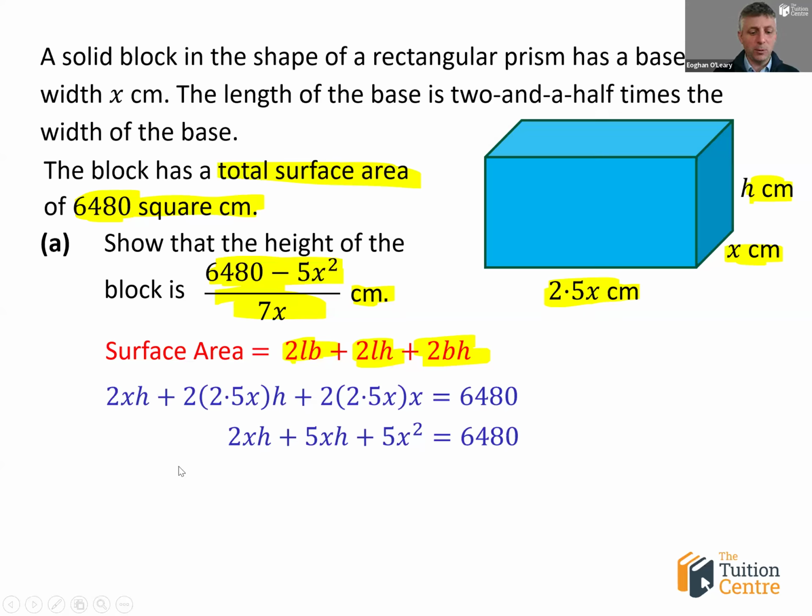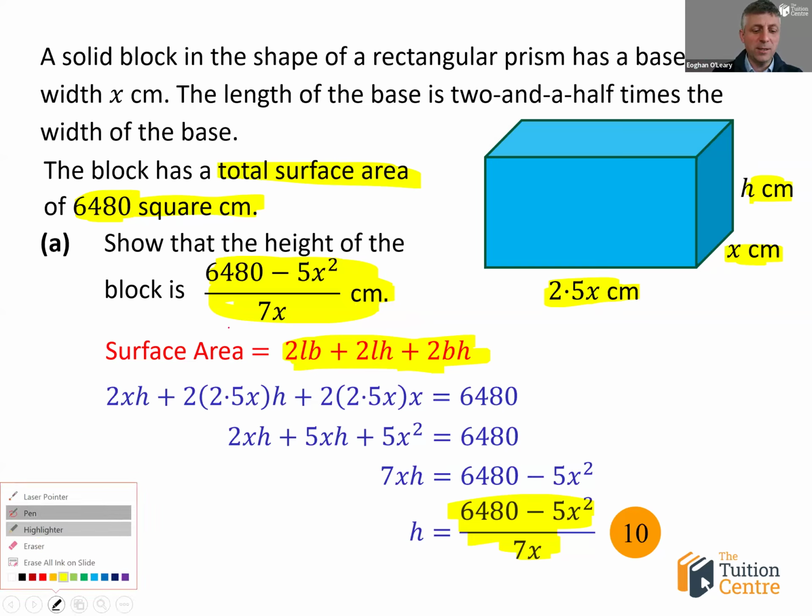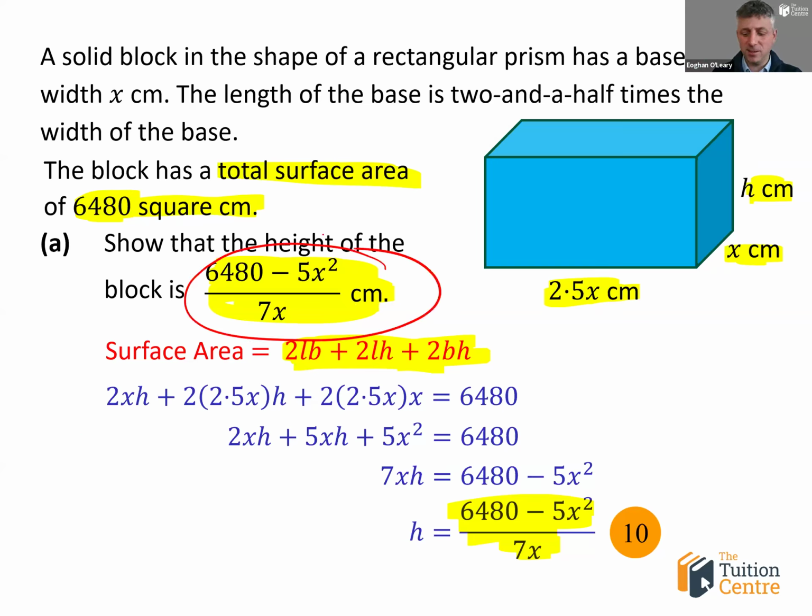Tidy that all up by multiplying it out, and you're going to get 7xh plus 5x squared equals 6,480. Now you can see that you're going to get to your answer, because you isolate h and you get h is equal to the desired result, 6,480 minus 5x squared all over 7x. And that's 10 marks, and I'd be hoping most students would have got there. However, the key thing again is that if you forgot the formula or made a mistake, you can still continue on because you have the answer.